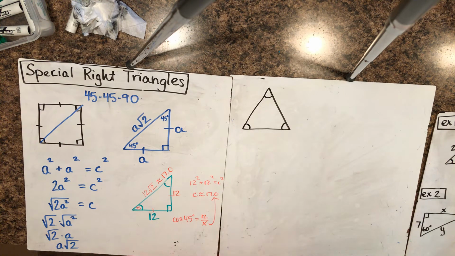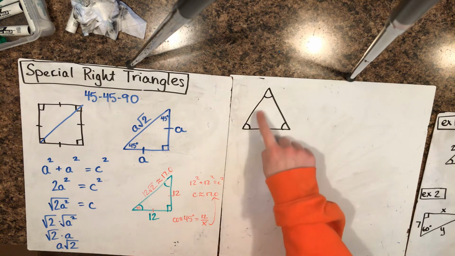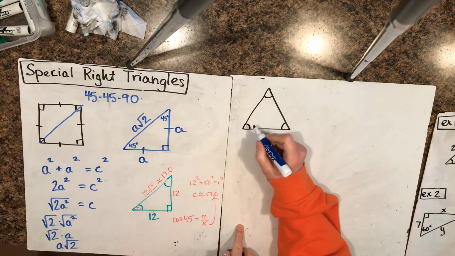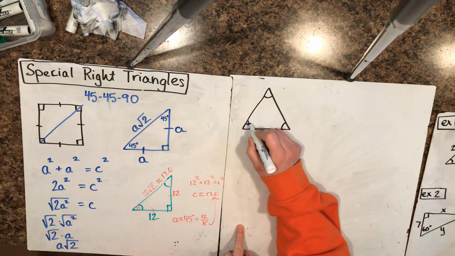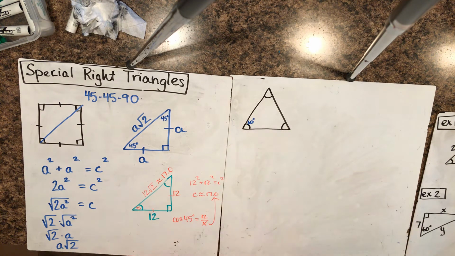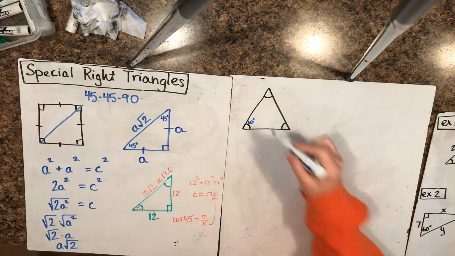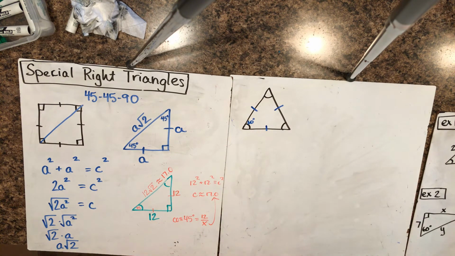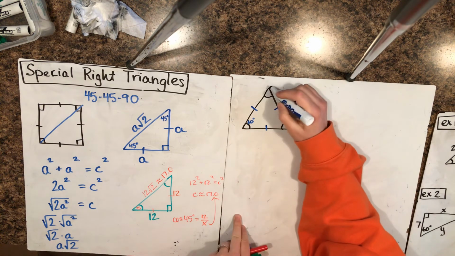This time we don't have a square, obviously. We have an equiangular triangle. And we know if all three angles in a triangle are equal, they would all be 60 degrees. I'm not going to write it in all. They're all 60 degrees. And we also know that the three sides also have to be the same. But I'm going to do the same thing I did to the square. I'm going to cut it in half.